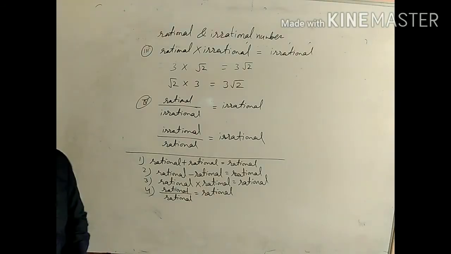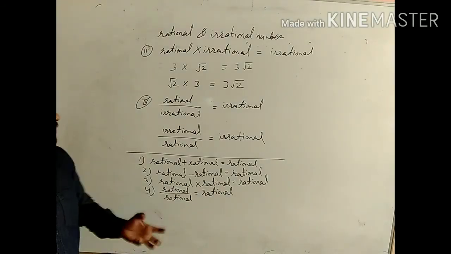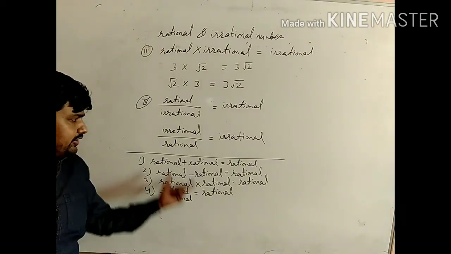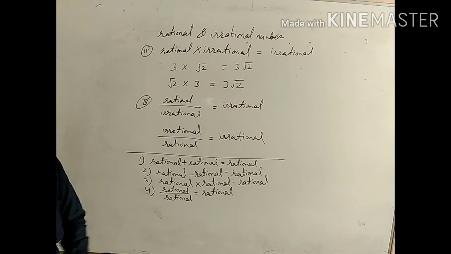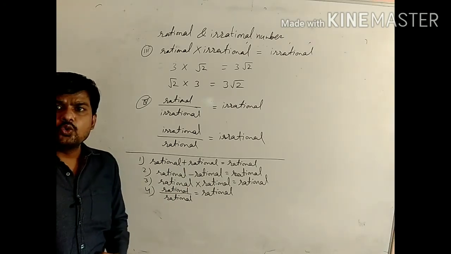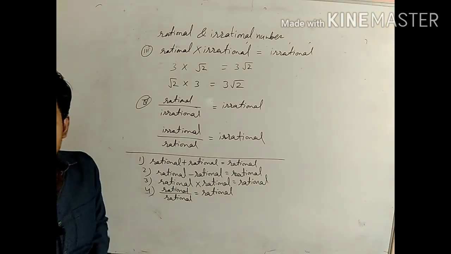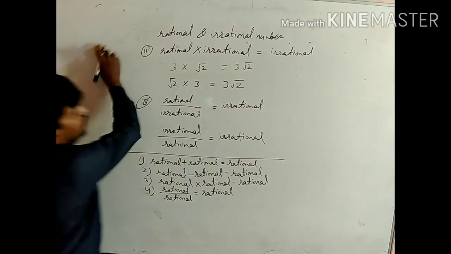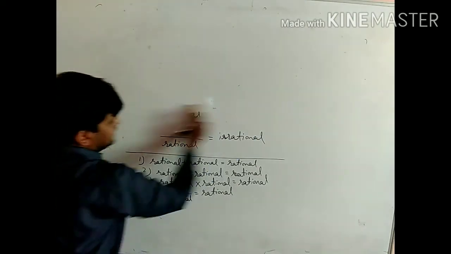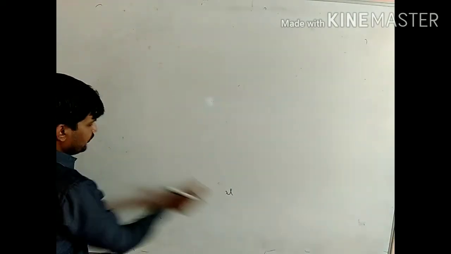Now we have seen operations between rational and irrational, and then between two rational numbers. Now we come to operations between two irrational numbers. Both numbers are irrational. First we write the facts, very important facts, and then look at the examples.